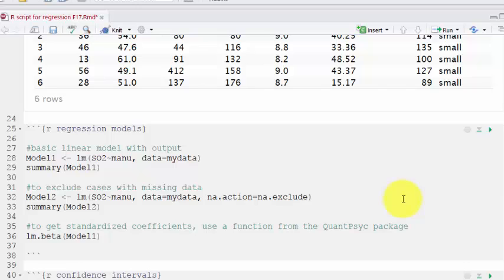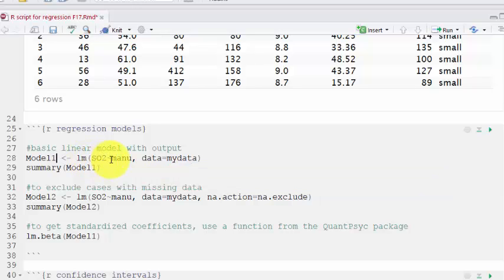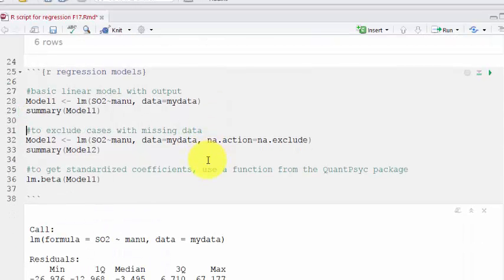And then we can run our regression model. So first we're just going to run the basic model. So this piece, model 1, we can call this whatever we want. Model 1 seems pretty straightforward. And then into that we're going to use the linear model. That's what the LM stands for. SO2, that's the variable we're predicting, the tilde sign, and then it's predicted from manufacturing, and then tell it the name of the data set. And so when we run just this line by itself, we don't get any output. We have to ask for a summary of model 1 to get the output and the results.